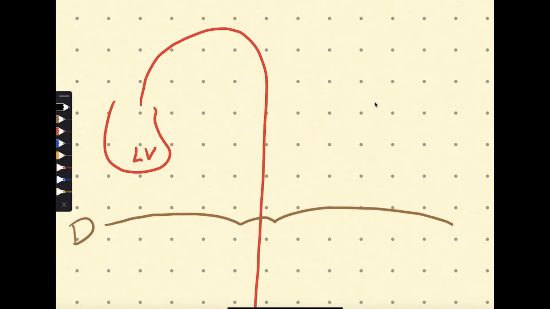Immediately after emerging from the left ventricle, from the superior aspect of the heart, obviously this blood is still ascending. So this would be referred to as the ascending aorta. Then we will have the arch of the aorta. And then on the other side of things, we would indeed have the descending aorta.